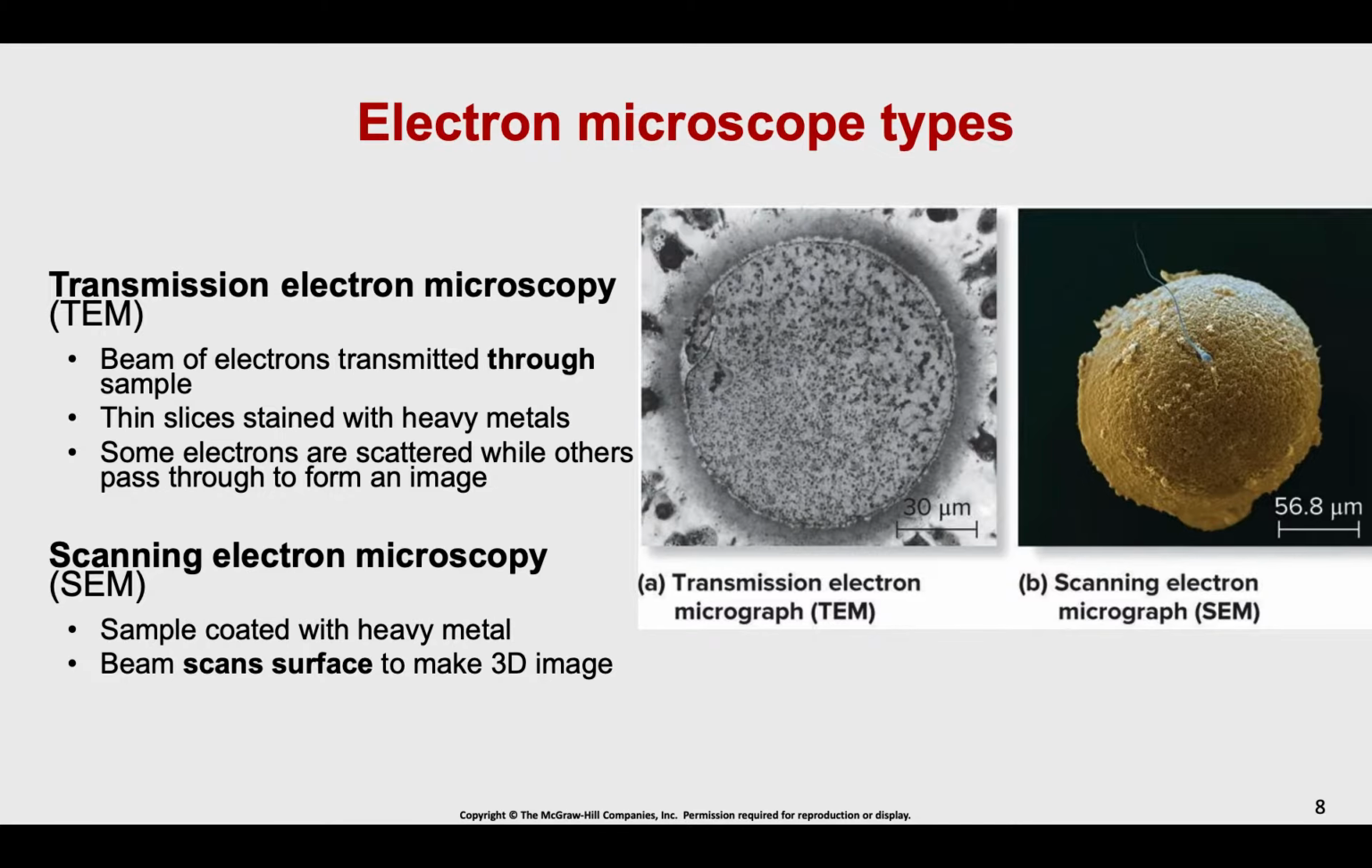Now, scanning electron microscopy uses the same basic principles. We're shooting a beam of electrons at the sample, but this time the whole sample is coated in a heavy metal covering. It's going to scan the surface and make a 3D image. So we're not looking at a cross-section anymore. We're looking at the structure as a whole, looking at the surface. It's usually used on non-living cells. I think you can use this on a living cell to some extent, but it's mostly on non-living cells.